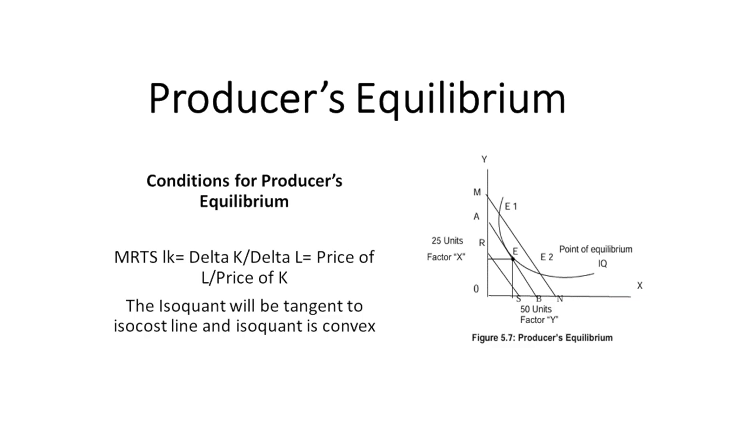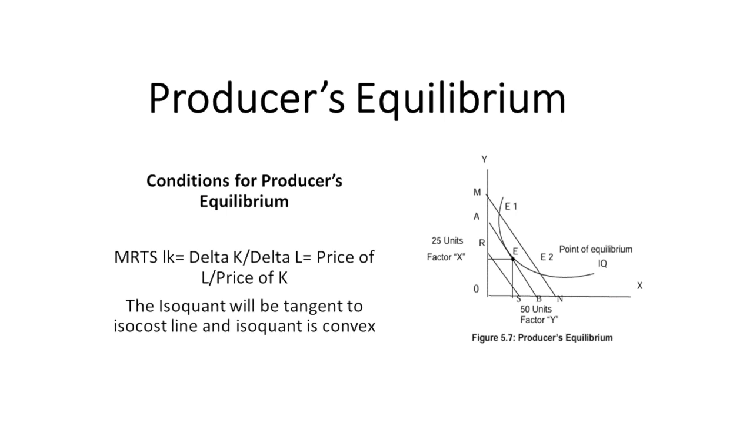Now we can see there are two different points also, E1 and E2. E1 crosses the MN isocost line, and E2 also crosses the MN isocost line. But in this figure we can see the isoquant curve is not tangent to the isocost line. So the optimal utilization of the factor inputs is not achieved.